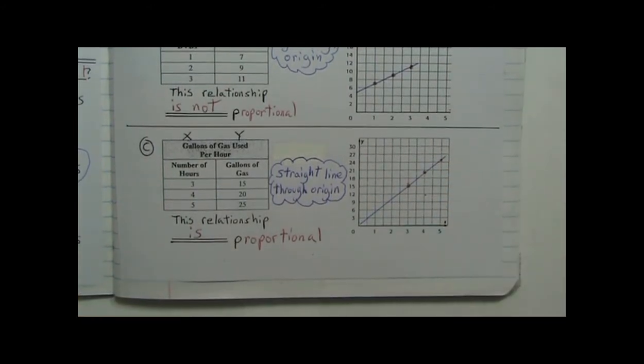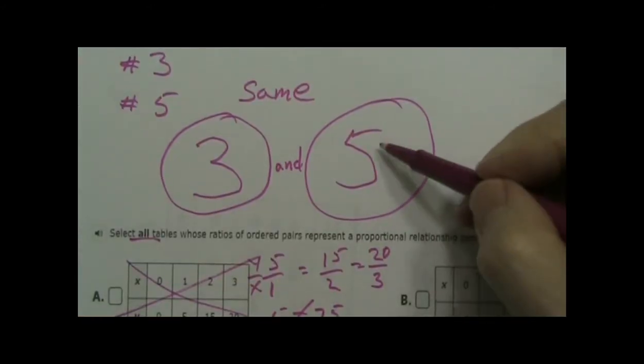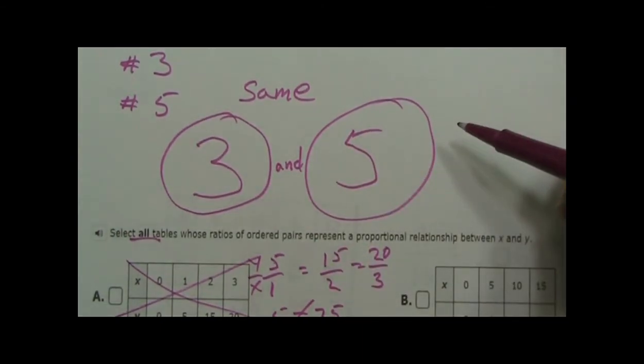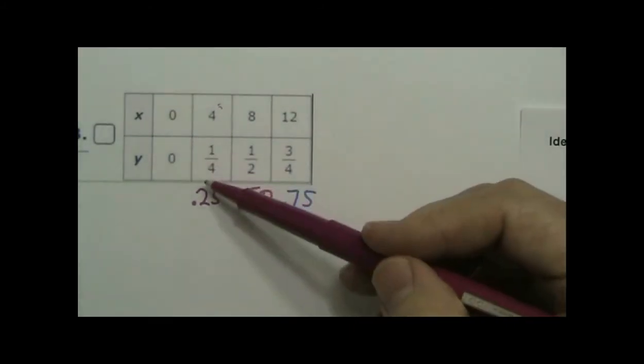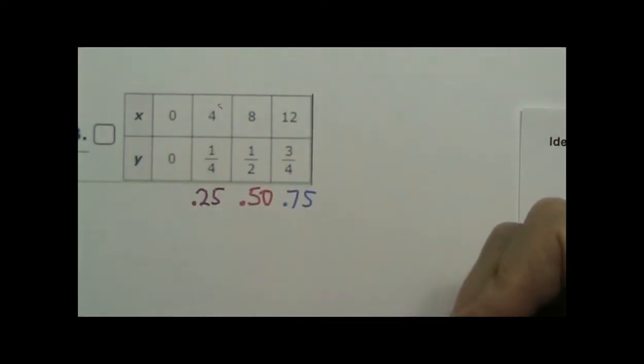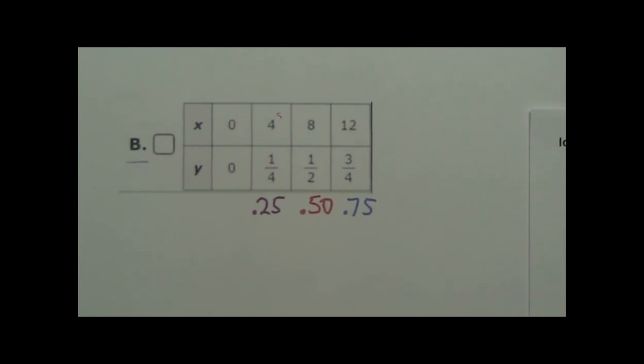Okay, that should help you out for that problem. Okay, problem number 5 is the same as 3. So you just have to figure out, is it proportional or not? The only thing is, it probably has fractions in it. And if it has fractions in it, you can just use your calculator and just use division. Make it a decimal. That's okay.